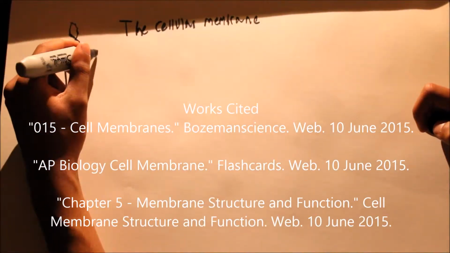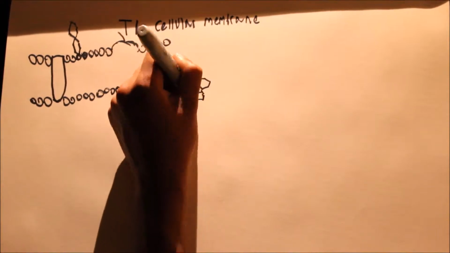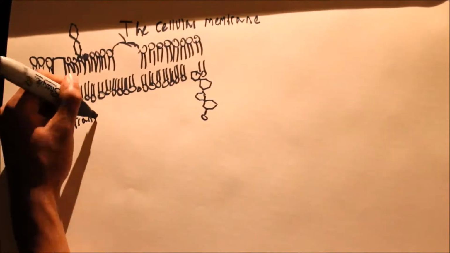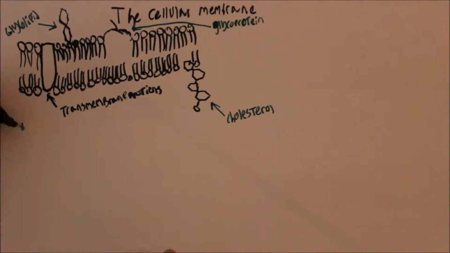The cell membrane is composed of a phospholipid bilayer. Phospholipids have a hydrophilic head and a hydrophobic tail. There are many different parts that are being used in cell membranes, such as transmembrane proteins that move polar molecules through the membrane, glycolipids and glycoproteins that serve as cell IDs, and cholesterol that maintains the cell membrane's fluidity.